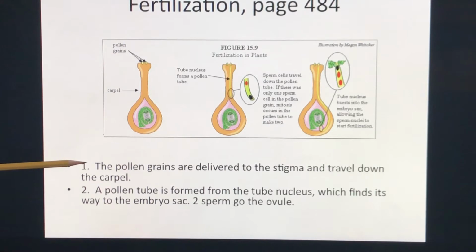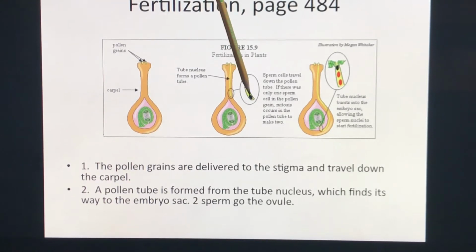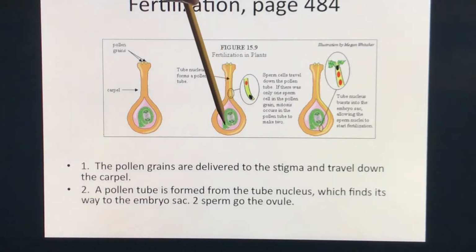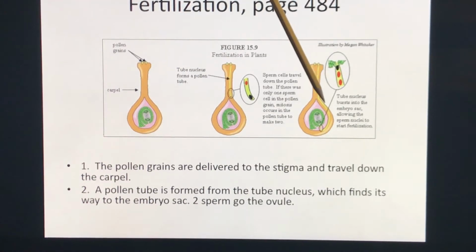So the pollen grains first are delivered to the stigma, and then remember the pollen grains are made of two parts. It has the pollen tube and the sperm in it. So it's the pollen tube, which is represented by this black dot, that does the work of creating a pathway down the style and then down into the ovary here, and obviously eventually breaking into an embryo sac.